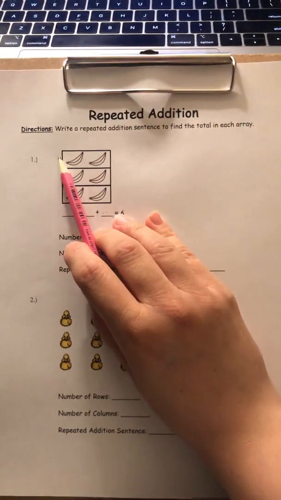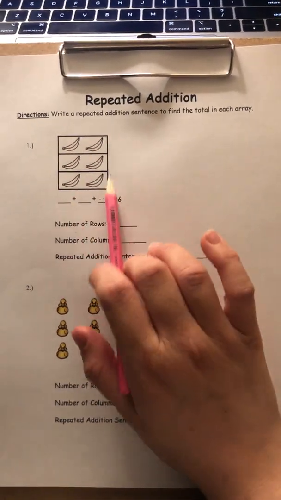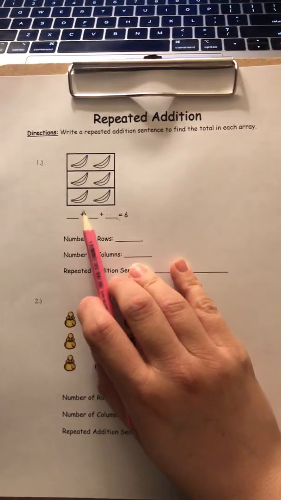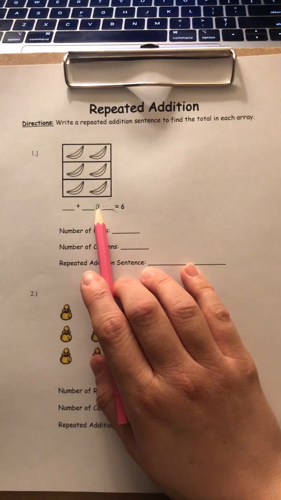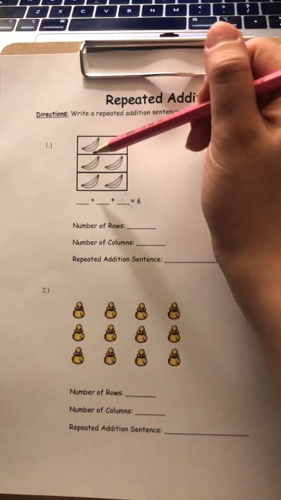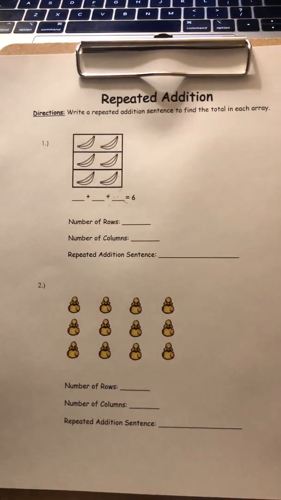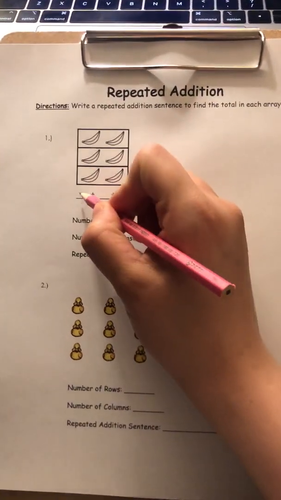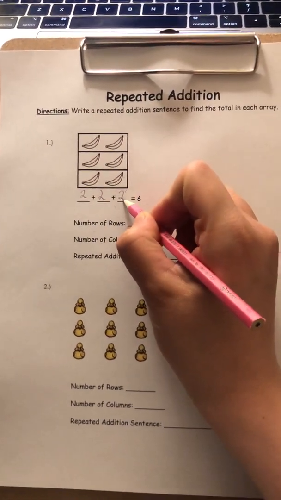So I notice that there are 3 things. So that means there are only 2 columns, but there are 1, 2, 3 rows. So I'm thinking they use the rows for this repeated addition sentence. So we would have to count how many's in each row to help us create this problem. So there's 1, 2 in each row. So that would be 2 plus 2 plus 2.